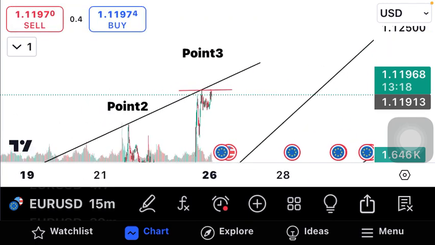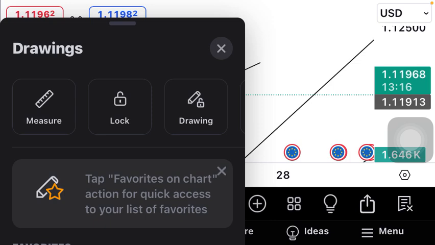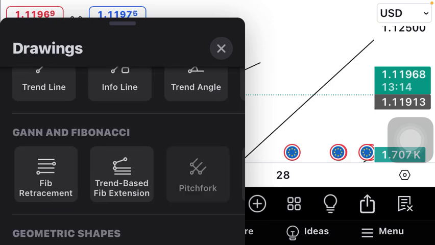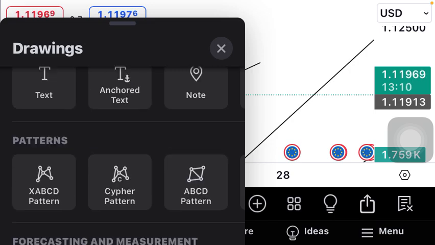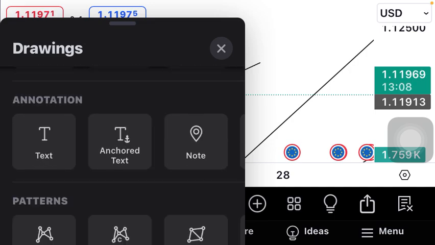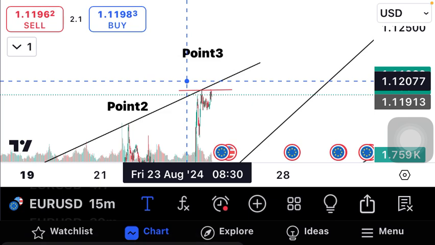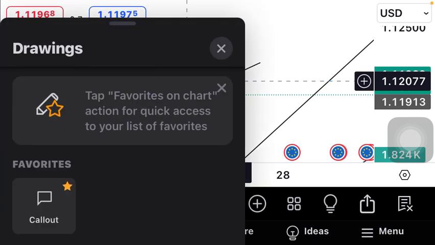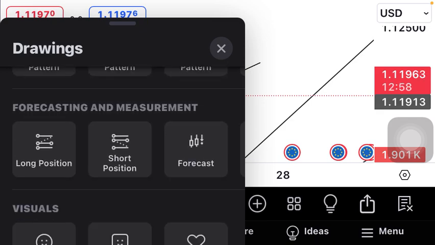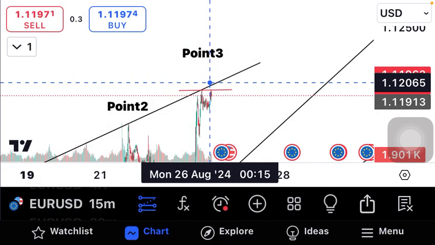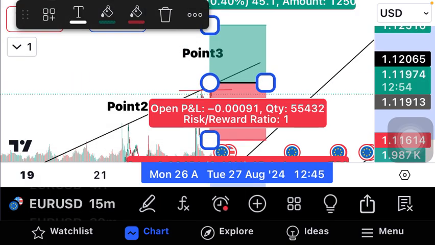So what I'm going to do is cut the video so that the video won't be too long. Then later in the day, once it crosses, I'll set an alarm. Once it crosses to this side, I'll show you, I'll go long.